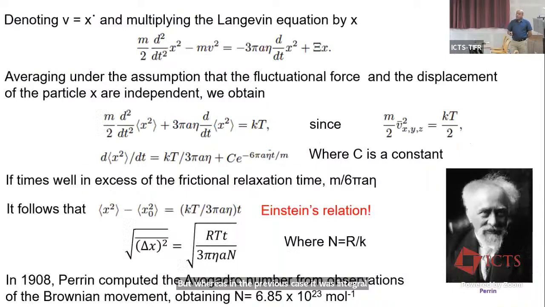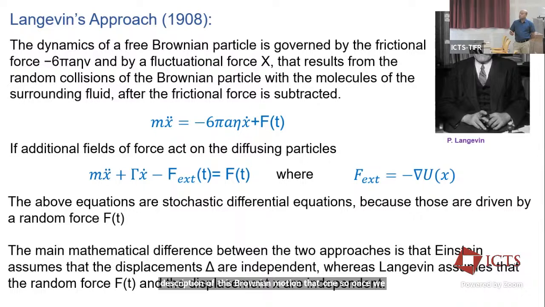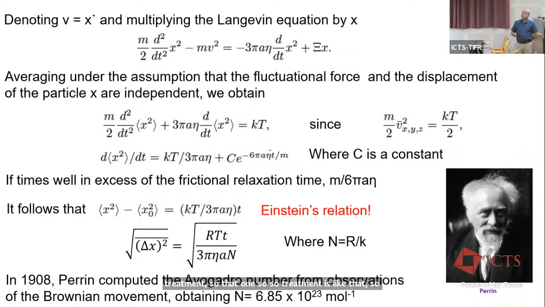So once we want to solve some problem, we are mainly interested in how to get this mean square displacement expression, which Einstein got based on his treatment. So the treatment is like that. You can denote the velocity V by x dot and multiply with x, and with a little bit of algebra, with this random force, ultimately you will get that, taking the average of that.